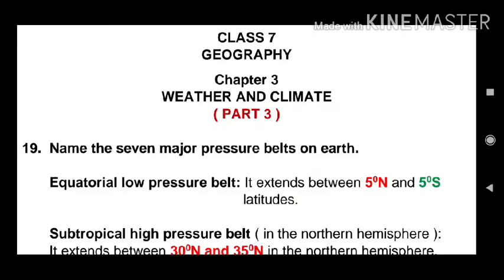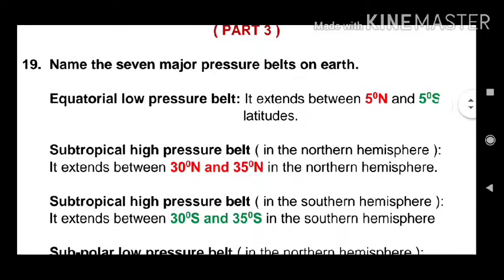Question number 19. Name the 7 major pressure belts on Earth. Equatorial low pressure belt. It extends between 5 degrees north and 5 degrees south latitudes. Then, subtropical high pressure belt. It is located in the northern hemisphere. It extends between 30 degrees north and 35 degrees north in the northern hemisphere.